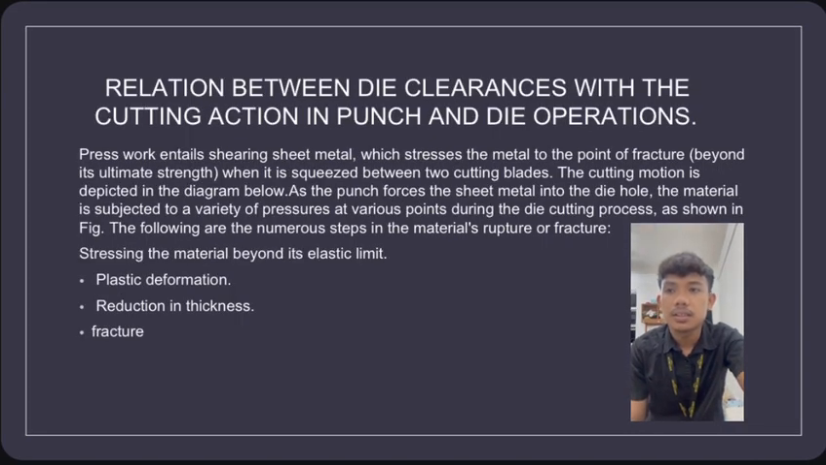Relation between die clearance with the cutting action in punch and die operation. Press work entails shearing sheet metal, which stretches the metal to the point of fracture beyond its ultimate strength when it is squeezed between two cutting blades. The cutting motion is depicted in the diagram below. As the punch forces the sheet metal into the die hole, the material is subject to a variety of pressure at various points during the die cutting process. As shown in the figure, the following are the numerous steps in the material's rupture or fracture.